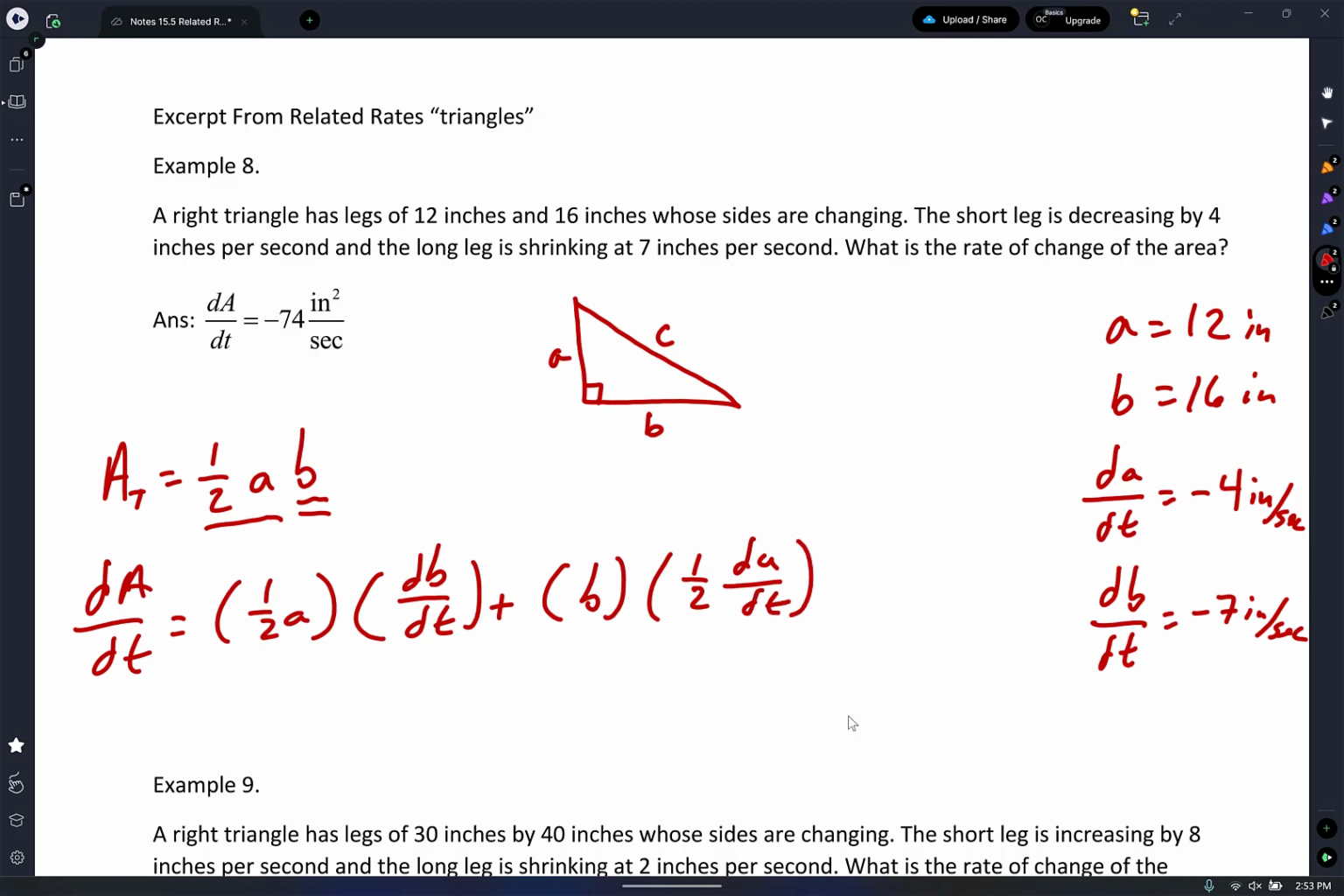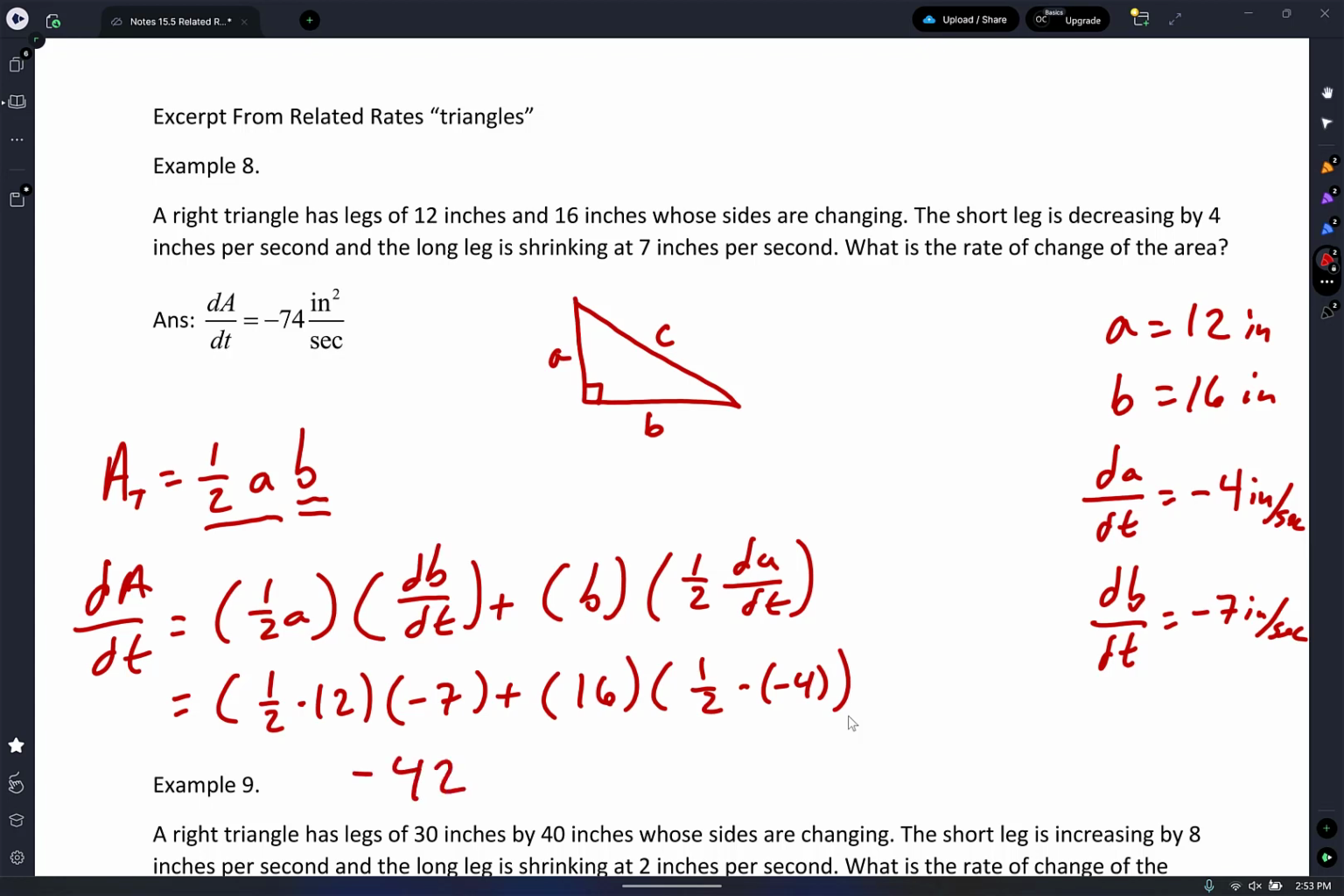You've got everything, so we're just going to plug and chug. 1/2 times 12, and then dB/dt was -7, plus the B was 16, times 1/2 times dA/dt, which is -4. All right, let's see. Half of 12 is 6. 6 times -7, that's -42. Half of -4 is -2. 16 times -2 is -32. -42, -52, -62, -72, -74. -74 square inches per second.